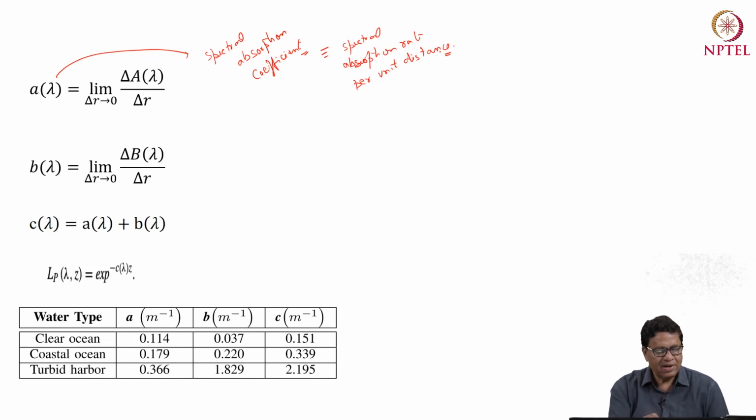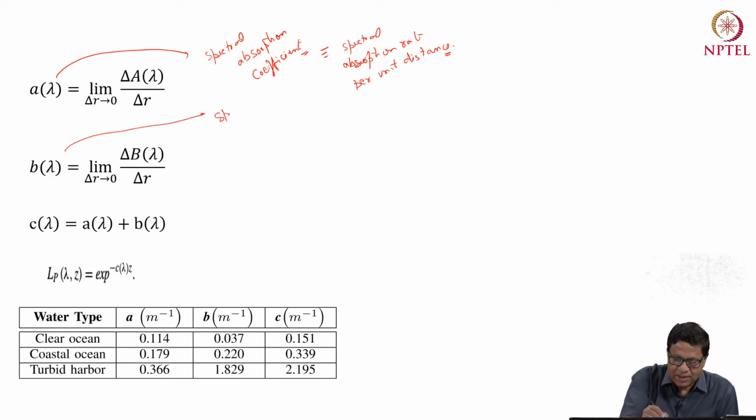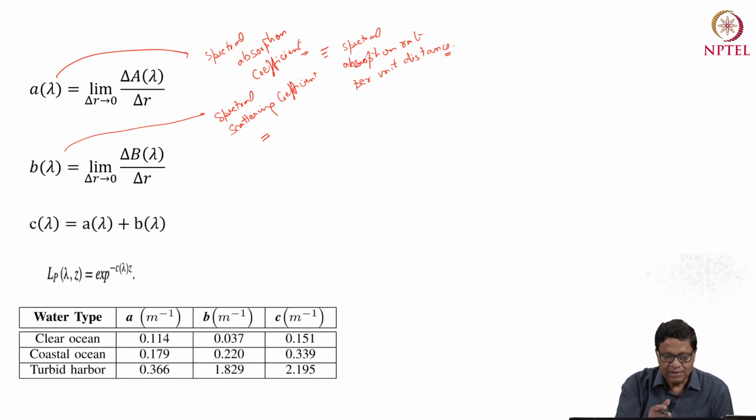And similarly, I am defining B lambda, which is the spectral scattering coefficient, and this is equal to spectral scattering rate per unit distance. So this is how it is defined: limit delta R tending to 0, delta B lambda by delta R. So this is equivalent to spectral scattering rate per unit distance.